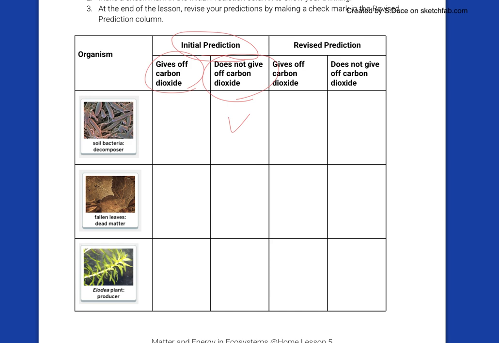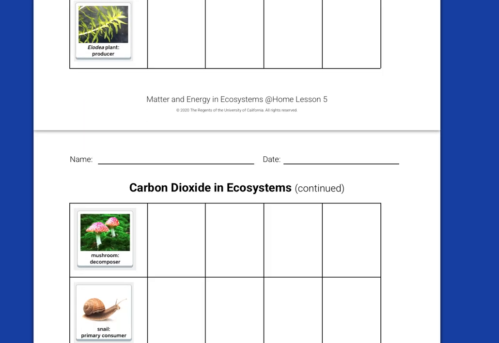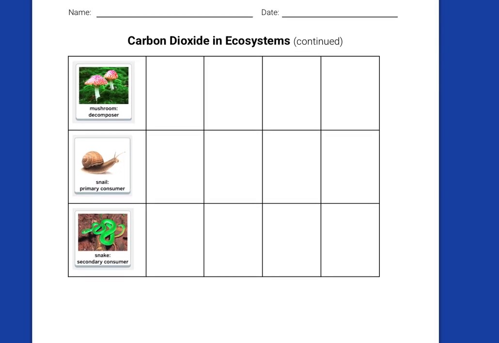The revised prediction is after you look at the video today. So you're going to do this for all the organisms. After you do that, notice there's other organisms here. Okay, so you're going to mark yes on the left or no on the right. Then you're going to go to the next page.